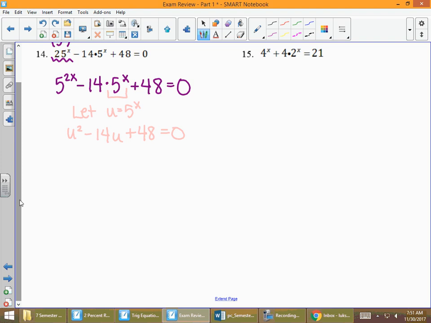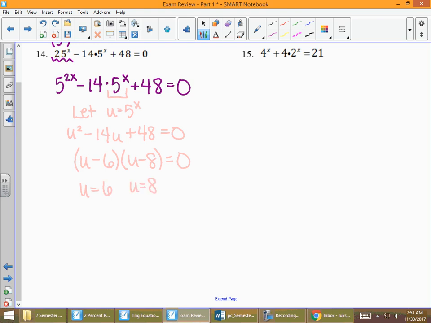And factor. We need two numbers that multiply to 48 and add to negative 14. So those two numbers are 6 and 8. Both negative. Our answers are going to be positive, but they are negative since we're adding to a negative 14. Negative in our parentheses. So that means U equals 6 and U equals 8.